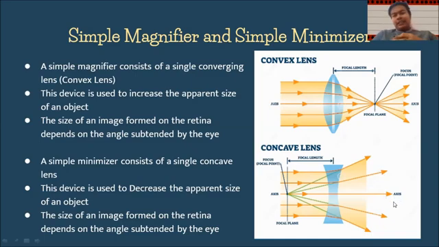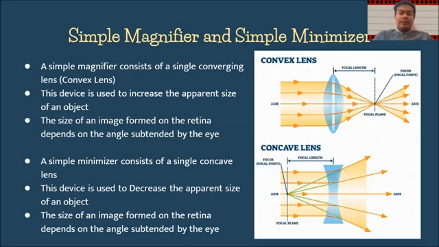First, we talk about the simple magnifier. A simple magnifier consists of a single converging lens, or convex lens, and this device is used to increase the apparent size of an object. The size of an image formed on the retina depends on the angle subtended by the eye.